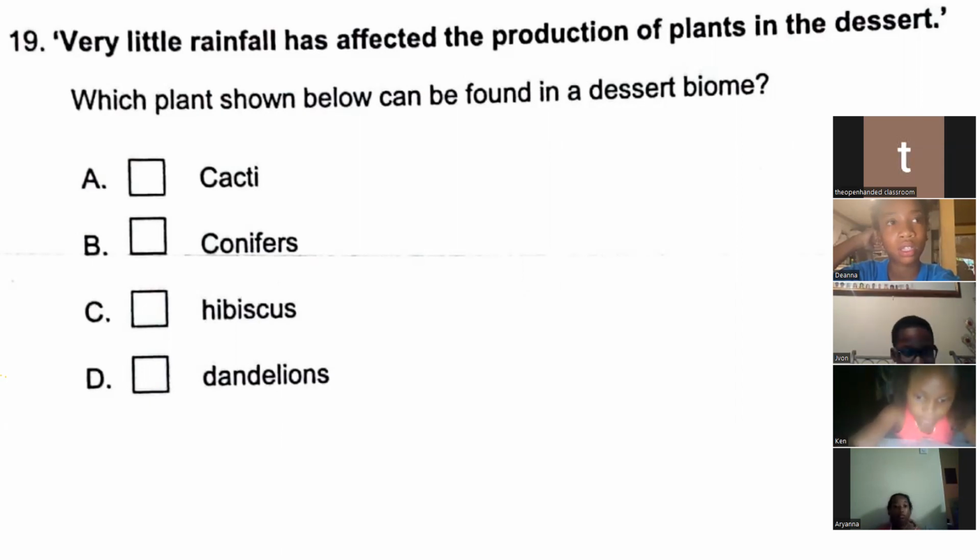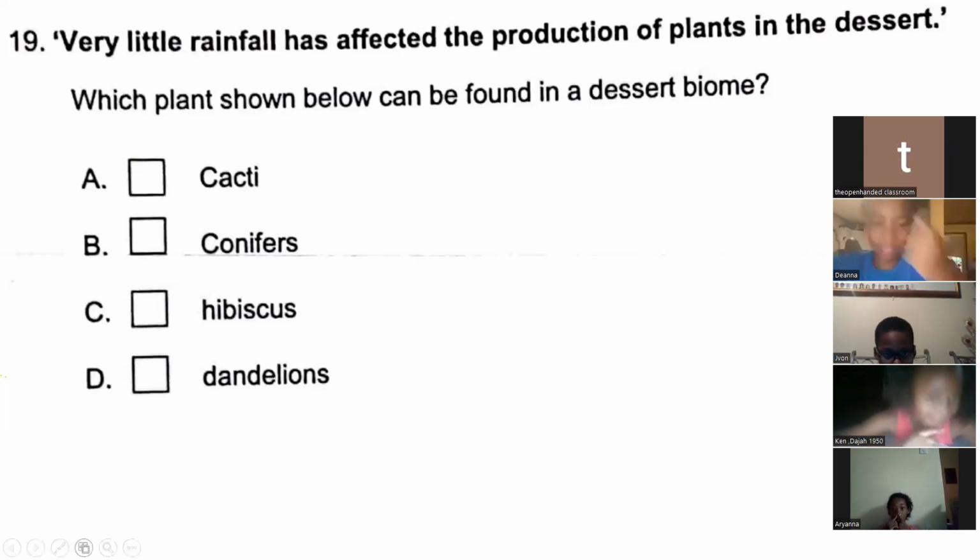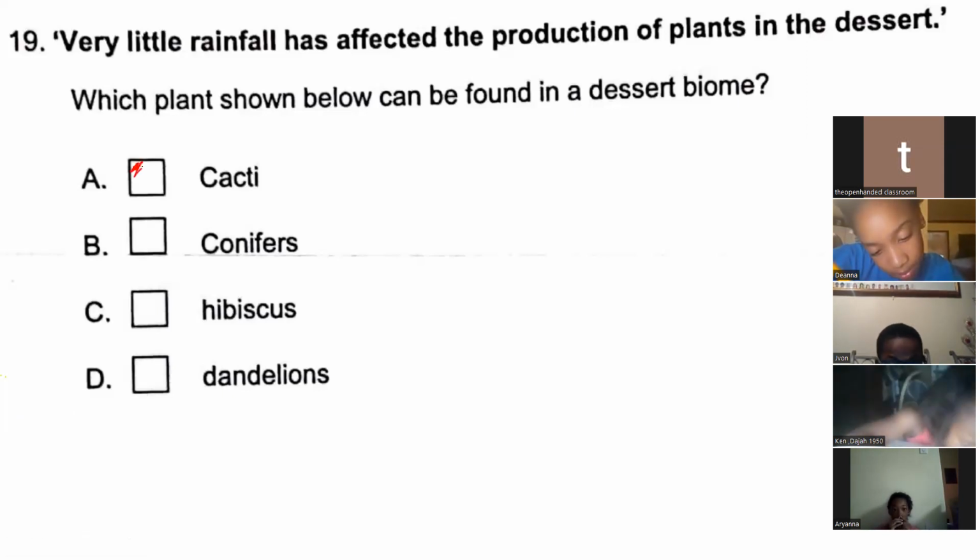Wait, how do you call the first one again? Cacti. Oh, okay. I feel like it's the cacti or dandelions. Okay. So the correct answer, we talk about the desert, it's definitely going to be the cacti. That's the plural for cactus. So the correct answer is A.